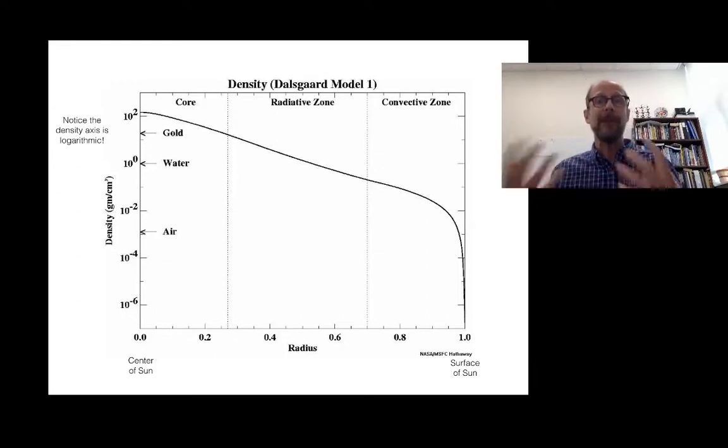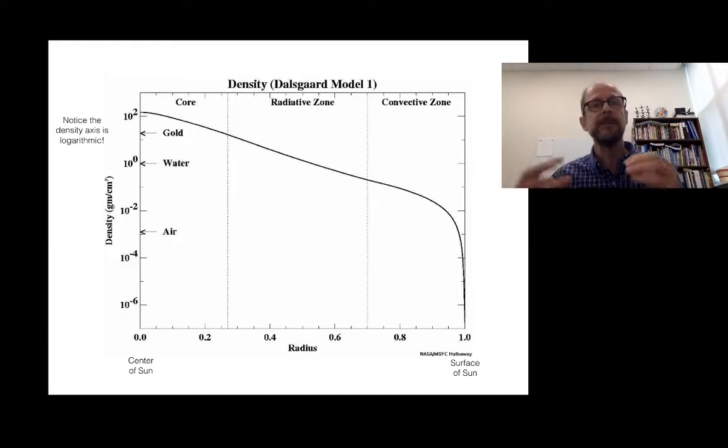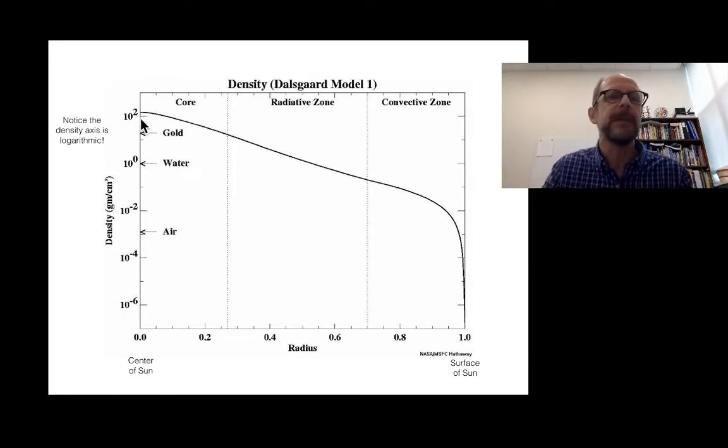All matter has gravity. And when you get lots of it, the gravity can actually force the object to be spherical. And the sun is so much more massive than the Earth. I haven't shared this number with you. It's 300,000 times the mass of the Earth. So that is going to create a lot of gravity. And in the very, very center of the sun, the material is so compressed, so squeezed by that gravity, that the density is over 100 grams per cubic centimeter.